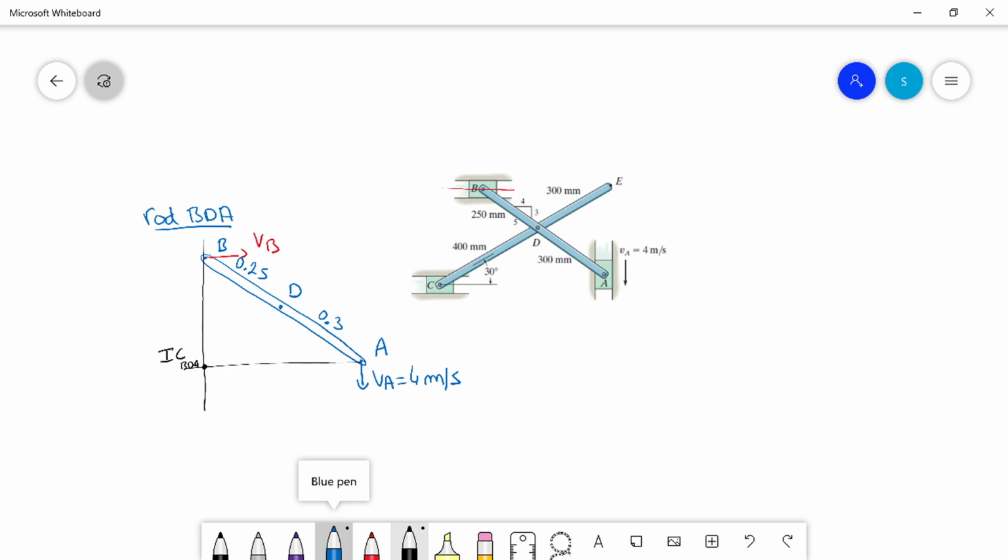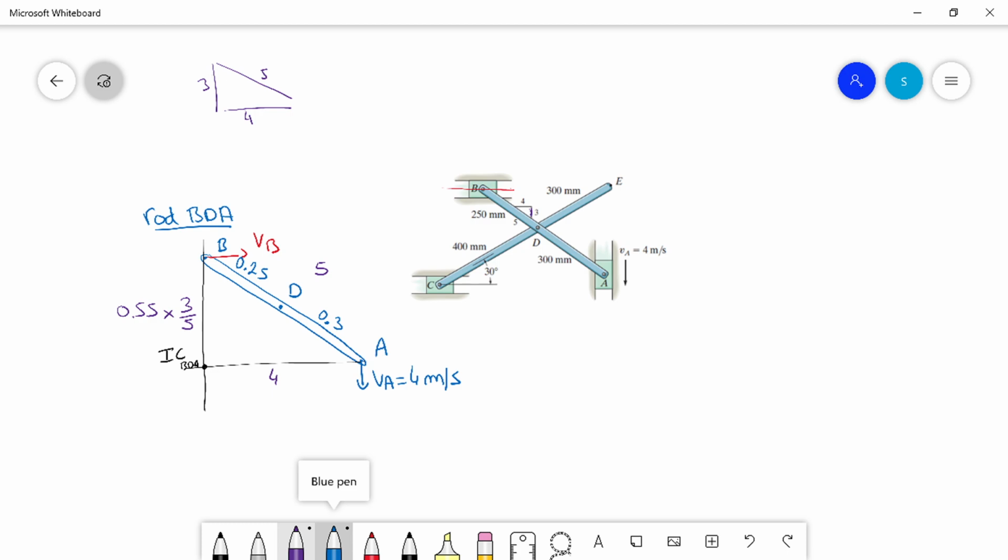Okay. We have a little triangle 3, 4, 5. The 5 is on this side. The 3 is parallel to this side. And the 4 is parallel to this side. So it means that this side will be equal to 3 divided by 5 times the maximum distance, that is 0.55.